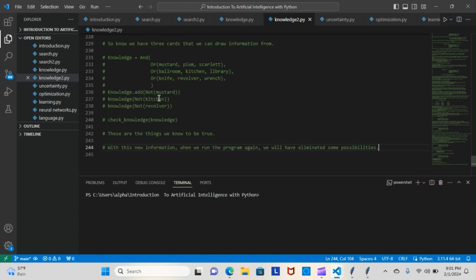Then we got another card saying not Kitchen, meaning that it couldn't happen in the kitchen because we have the kitchen card. So the kitchen couldn't have been the location. And then we have another card here that says not Revolver, meaning that it couldn't have been a revolver used. So we know that the murder weapon couldn't have been a revolver because we have the card. Now again, this is all generic information, but it is pretty useful to solving this case. Now we're going to keep on building. We're going to keep on going forward. And yeah, that's it so far.